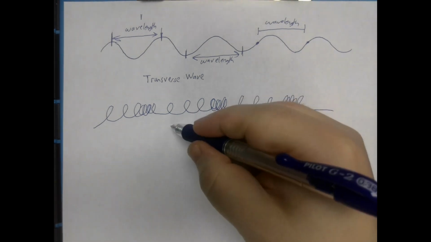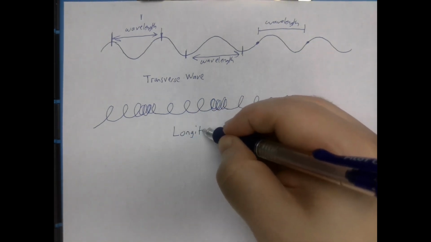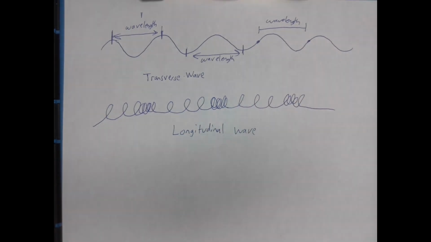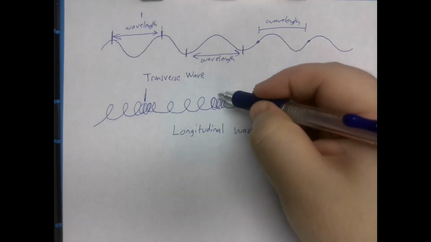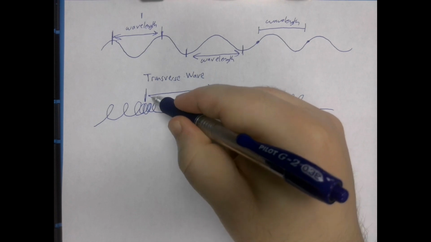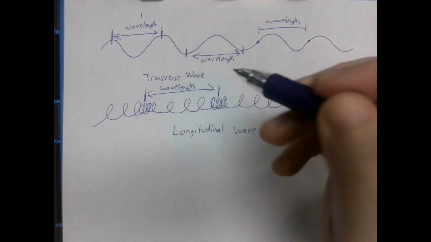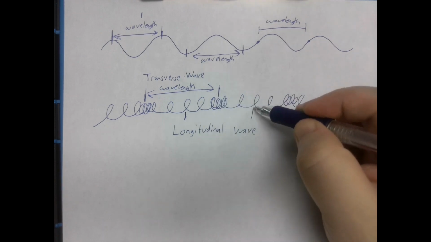So this is a longitudinal wave. And what would be one wavelength on this wave? So from the center of a compression to the center of another compression is a wavelength. Or the center of one rarefaction to the center of another one.